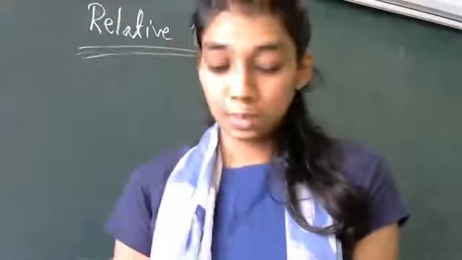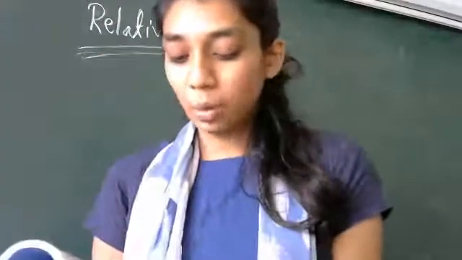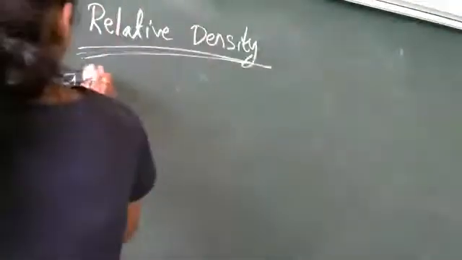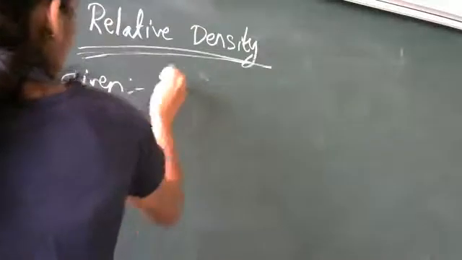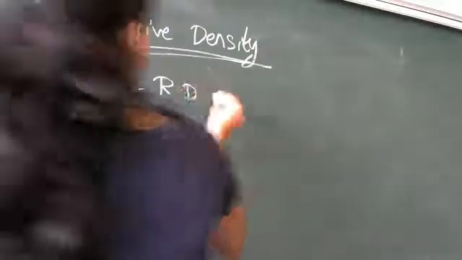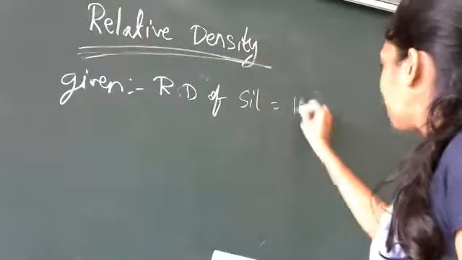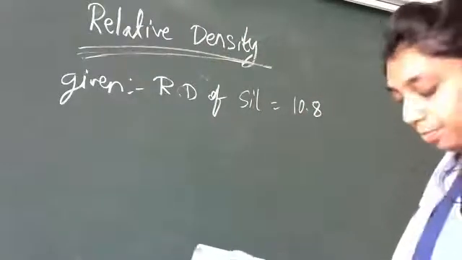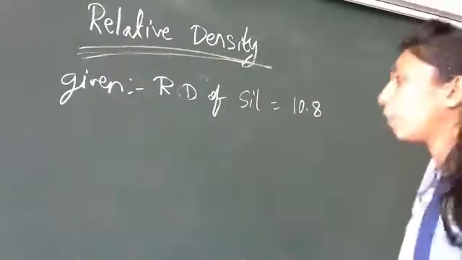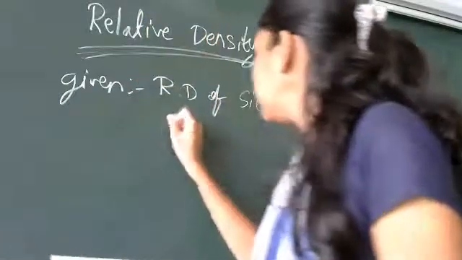Okay, I'll read it once more. Listen. Relative density of silver is 10.8. Let me write. So, what is given over here? Given is relative density of silver. How much is it? 10.8. And then next, the density of water is also given.